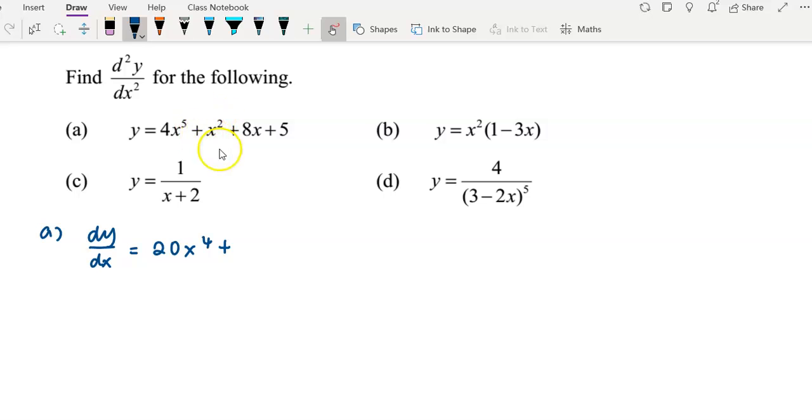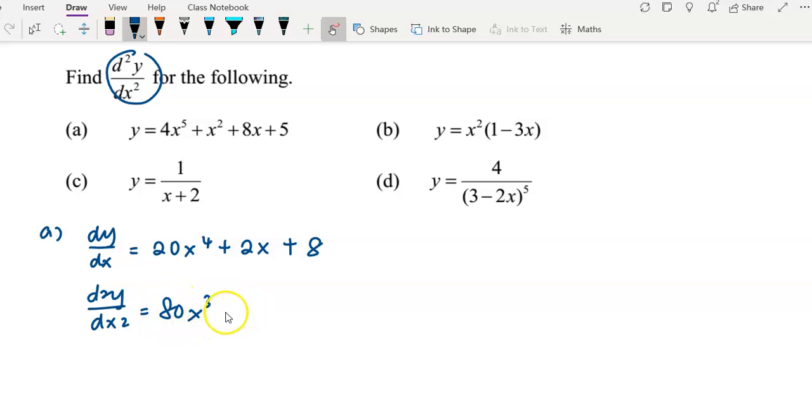Plus 2 move over to the front, you get 2, and then you get x to the power of 1 because the 2 here minus 1, you get 1. And plus, for the third term, differentiate 8x with respect to x, you get 8. And the constant you get 0. So we proceed to the d2y dx2 because the question asks for the second derivative. Differentiate again. 20 multiplied by 4, you get 80x to the power of 3, plus 2. Differentiate the constant again, you get 0.